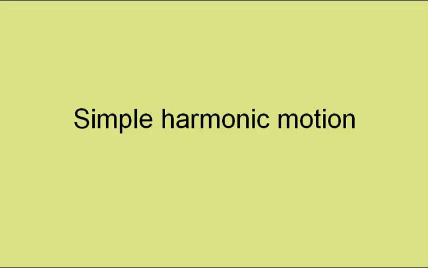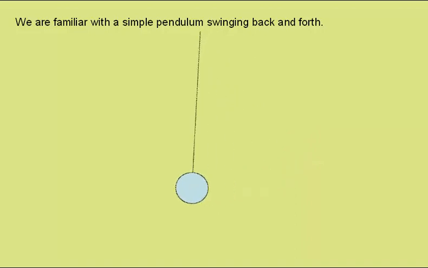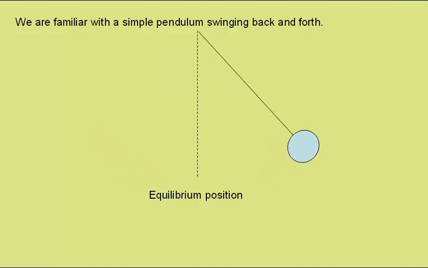Simple harmonic motion. We're familiar with a simple pendulum swinging back and forth. If we introduce some terminology, we call the central position here the equilibrium position. The maximum displacement either side of the equilibrium position is called the amplitude.